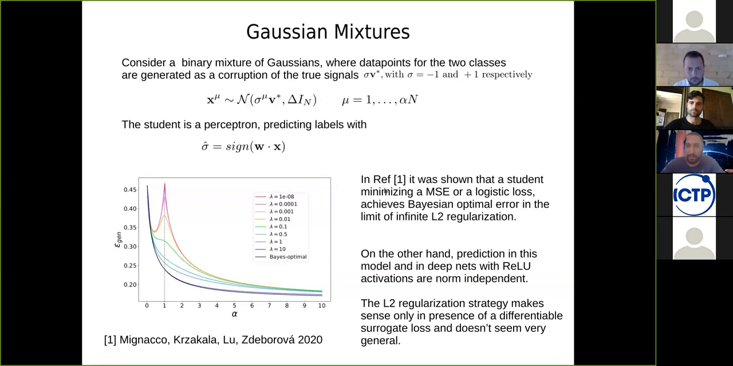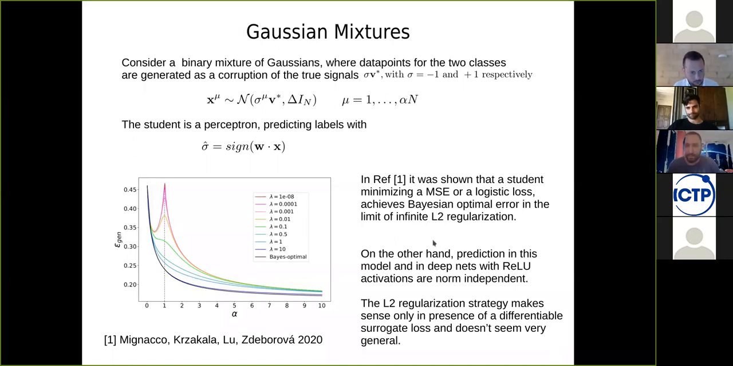that when you train the classifier using mean square error or logistic loss, and in addition to that an L2 regularization term, by minimizing this convex objective function, you can obtain the Bayesian pointwise estimator, which also achieves Bayesian optimal error, meaning that you cannot do better than that. And you obtain this Bayesian optimal estimator by taking the infinite limit of L2 regularization, which is kind of weird because you are also shrinking the norm of this classifier to be zero, since you're applying infinite regularization.